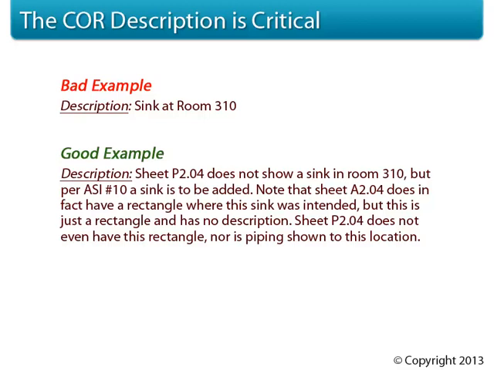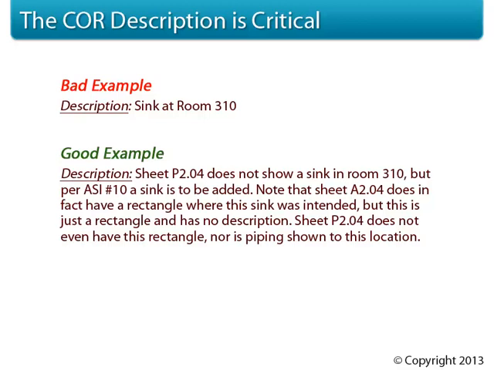We've stated the problem, the sink isn't shown. We've stated the solution, to add a sink. And we've stated the difference between the two. We mentioned not just the addition of the sink, but also clearly stated that the piping was missing also. And finally, by attaching ASI number 10 as backup, we will be providing the documentation from the design team. In this case, the owner's reaction was also anticipated and responded to.